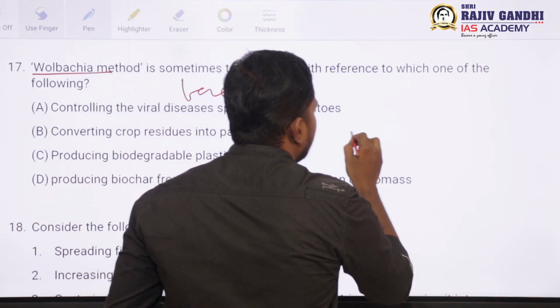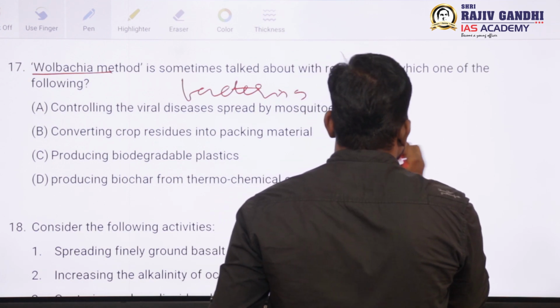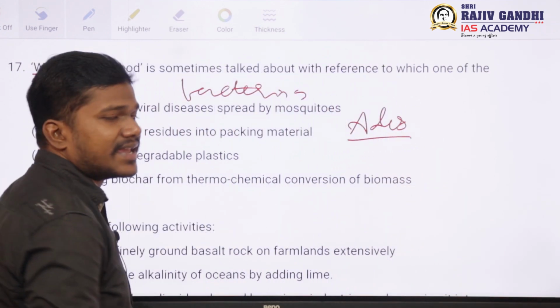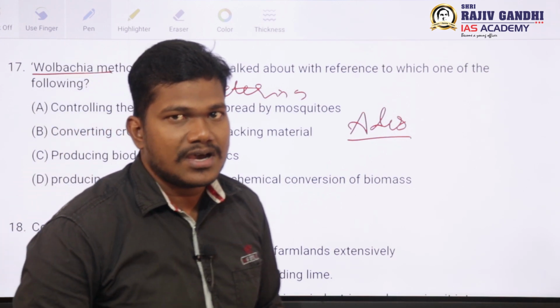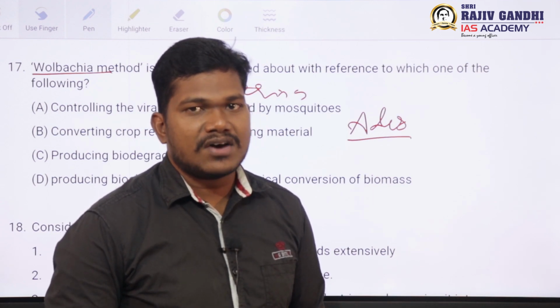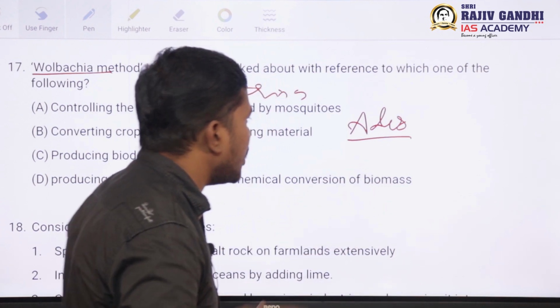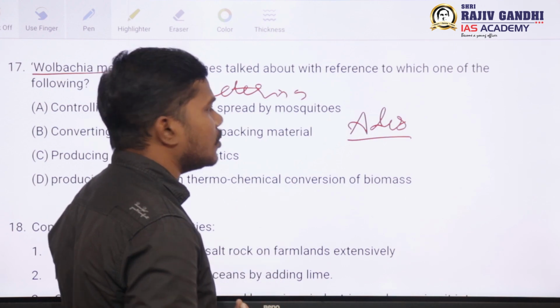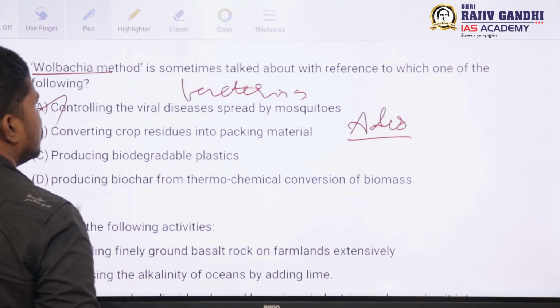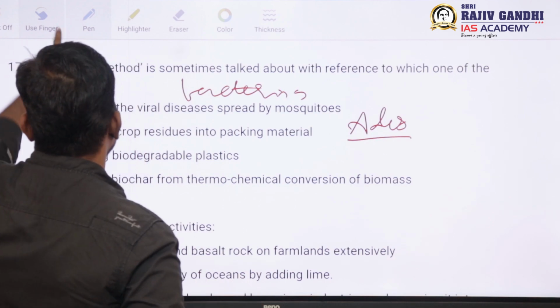it is carried by Aedes aegypti; this mosquito carries the Wolbachia. The Wolbachia bacteria compete with many viruses, especially chikungunya, Zika virus and yellow fever, which hampers the growth of those viruses in the mosquitoes. So the answer to this question is option A, controlling the viral disease spread by mosquitoes.